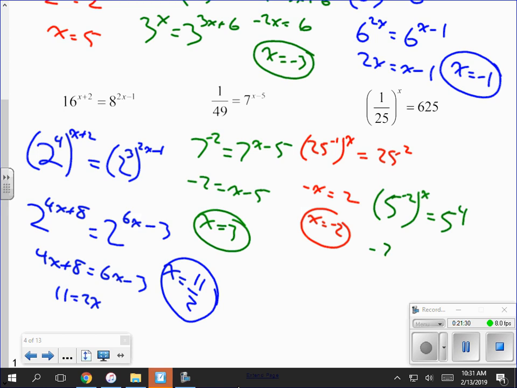So that means negative 2x equals 4. So guess what? X equals negative 2. Look, I got the same answer using either one. It doesn't matter. Do you see 25 to some power or do you see 5 to some power? Either one works just fine. Okay, it's what you're comfortable with.